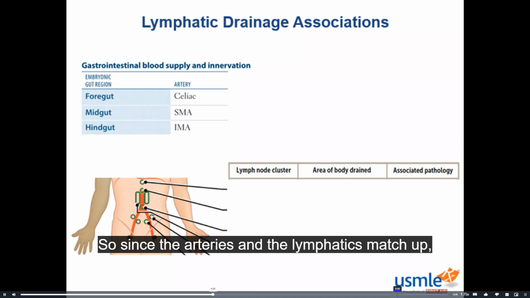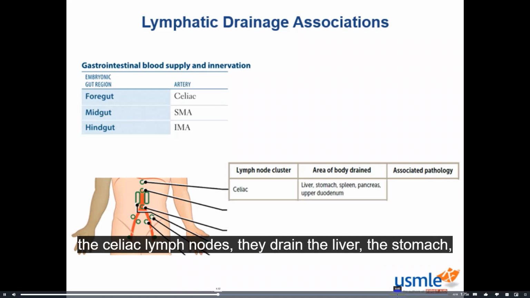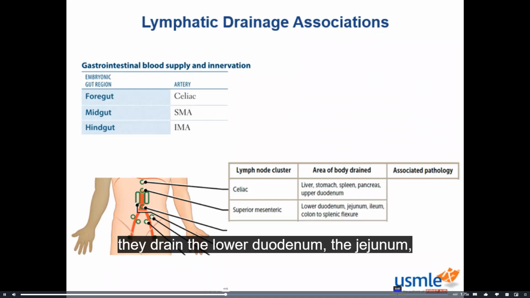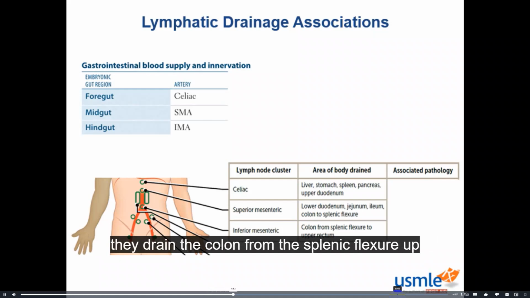So since the arteries and the lymphatics match up, the celiac lymph nodes drain the liver, the stomach, the spleen, the pancreas, and the upper duodenum. The superior mesenteric lymph nodes drain the lower duodenum, the jejunum, the ileum, and the colon up to the splenic flexure. And the inferior mesenteric lymph nodes drain the colon from the splenic flexure up to the upper rectum.